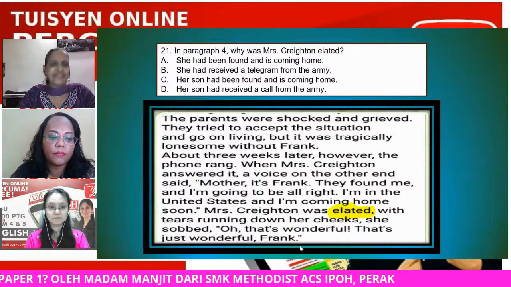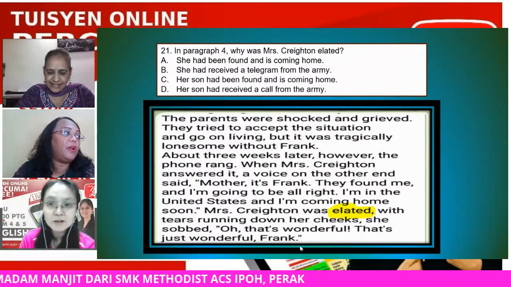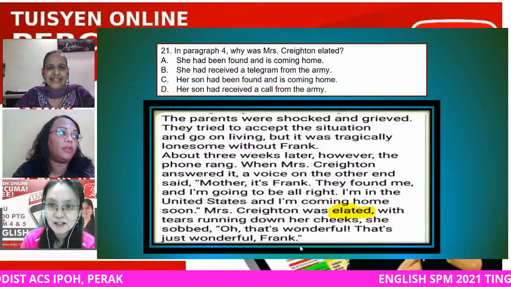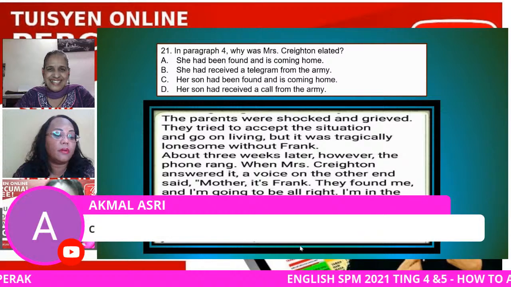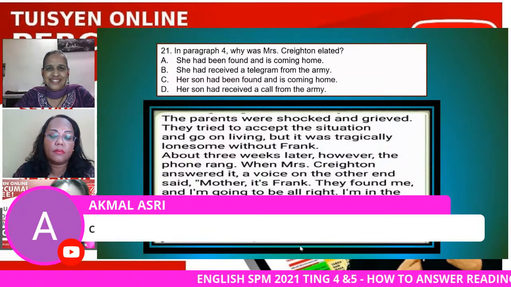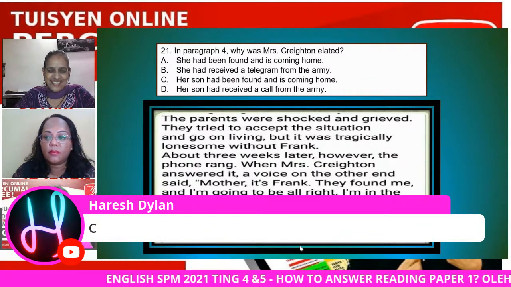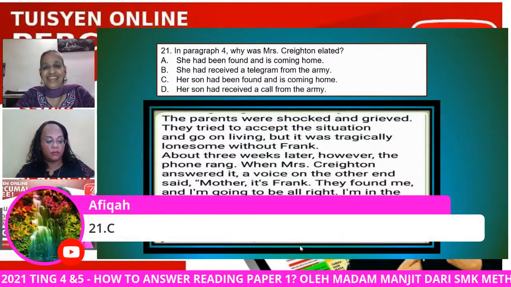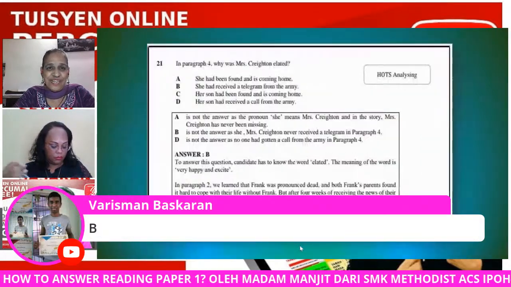Okay, students, what's your answer for number 21? Let's check the answers now. Okay, they all answer C. All C: Afika, Haris, Dylan, Akmal, Mani Malar, except Warishman answered B. The rest answered C. Good. Well done, students. Let's see the answer over here.